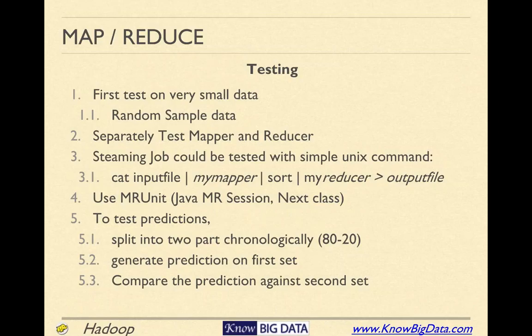And for this data, you should generally prefer a random sample over a sample of the first 10 lines or last 10 lines. Rather than taking the sample from one side, you generally take a random sample. Next, you should test your mapper and reducer separately, and then you should test the overall job. So whatever test cases you write, you always test the mapper and reducer separately.